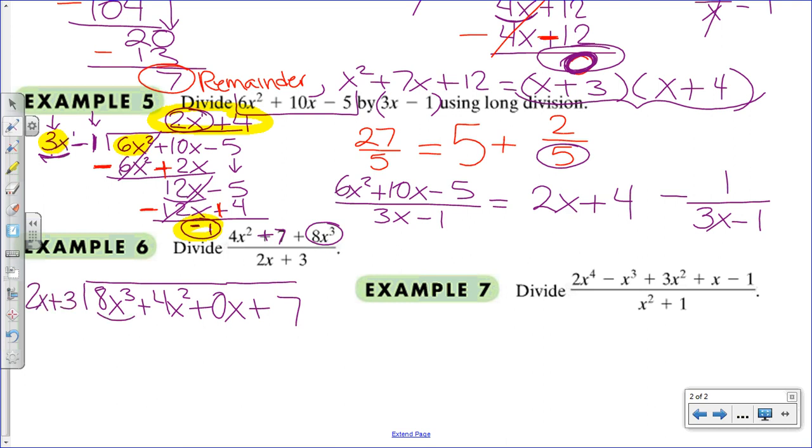So the first thing I need to do is divide 8x cubed divided by 2x. And so that will give me 4x squared. So that will be the first term for my quotient. From here, I'm going to multiply. So 4x squared times 2x, that will be 8x to the third power. Then we multiply 4x squared times 3, and that will give me positive 12x squared.